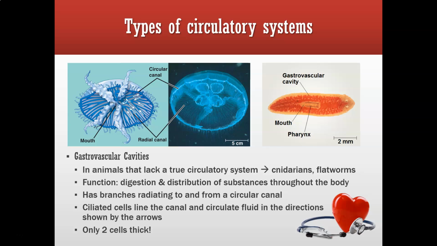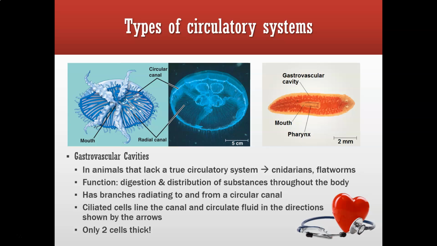So there are a host of different types of circulatory systems out there. When we look at jellyfish, I should say, when we look at cnidarians, flatworms, like our cute little planaria there, right? These guys don't have a true circulatory system.